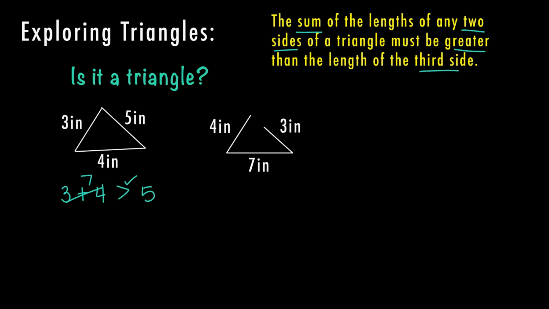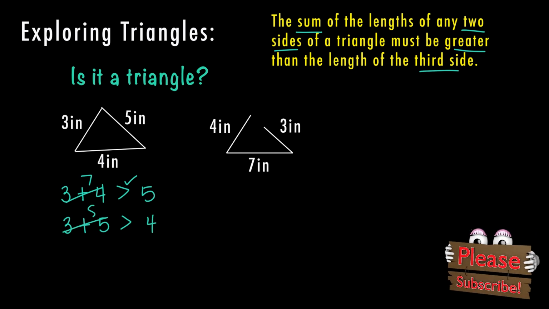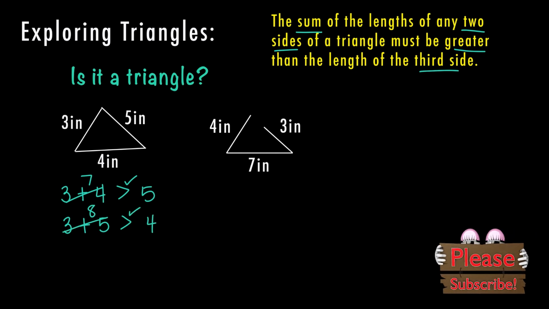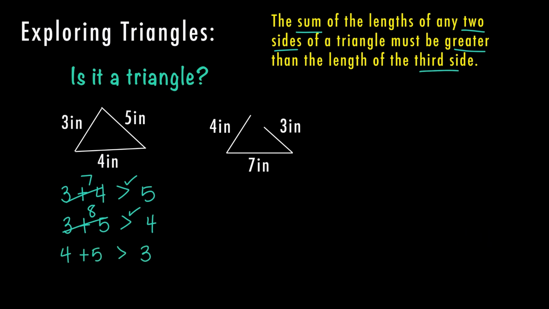Then I want to test out 3 plus 5, is that greater than 4? 3 plus 5 is 8, and 8 is greater than 4. Then I want to add 4 plus 5, is that greater than 3? 4 plus 5 is 9, so that is greater than 3. So this one is in fact a triangle.